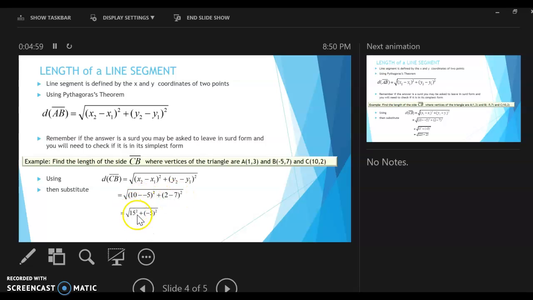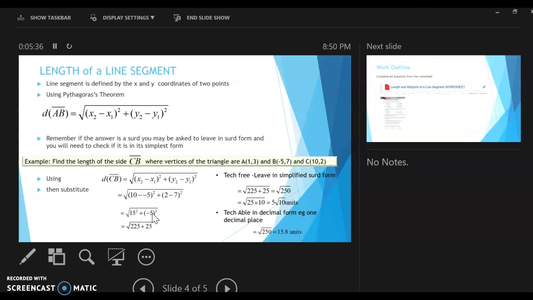So we get 15 squared plus, remember, directed numbers, -5. And that is very important because a negative all squared, -5 all squared, I should say, is in actual fact positive 25. And so we have the sum of the squares, which in Tech Free you'd leave as 250. However, you must remember, is there a square factor? And there is, 25. So the simplest form is 5 root 10. And because we work in coordinate geometry, we'll leave that as units. Of course, in Tech Able, you would have valued that as 15.8 units.